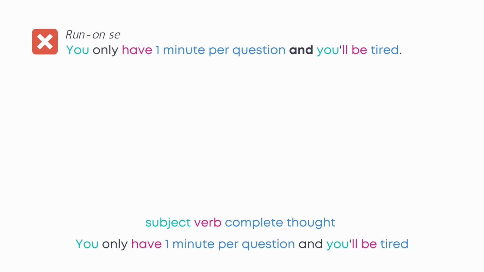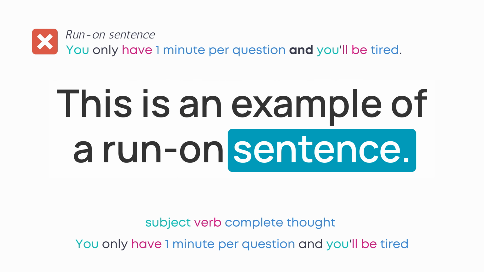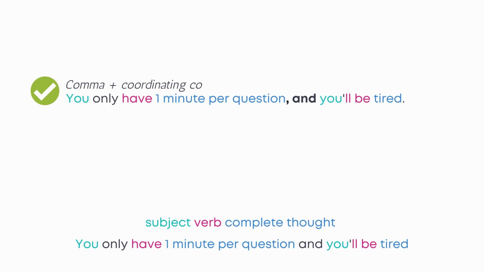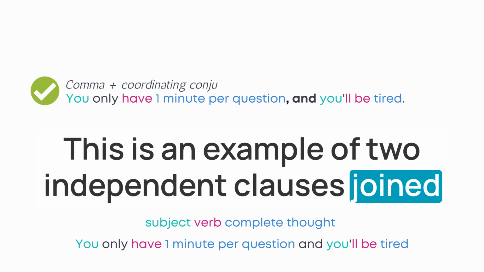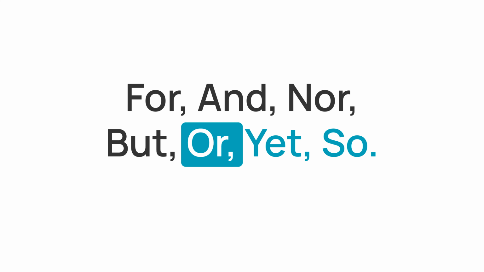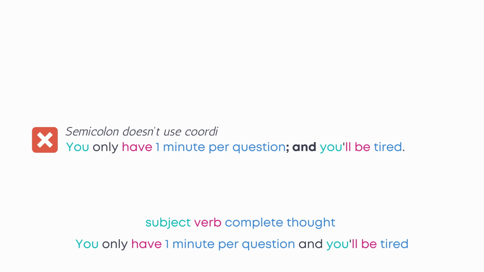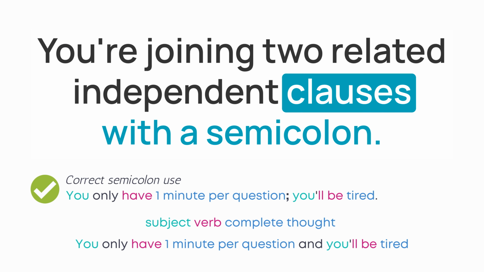Okay, so the first one, you only have 1 minute per question and you'll be tired, is incorrect. This is an example of a run-on sentence. You only have 1 minute per question, comma, and you'll be tired. That's correct. This is an example of 2 independent clauses joined with a comma and a FANBOYS: for, and, nor, but, or, yet, so. You'll only have 1 minute per question, semicolon, and you'll be tired. This is incorrect because there doesn't need to be an and. The one below it, you only have 1 minute per question, semicolon, you'll be tired, is correct because you're joining 2 related independent clauses with a semicolon.